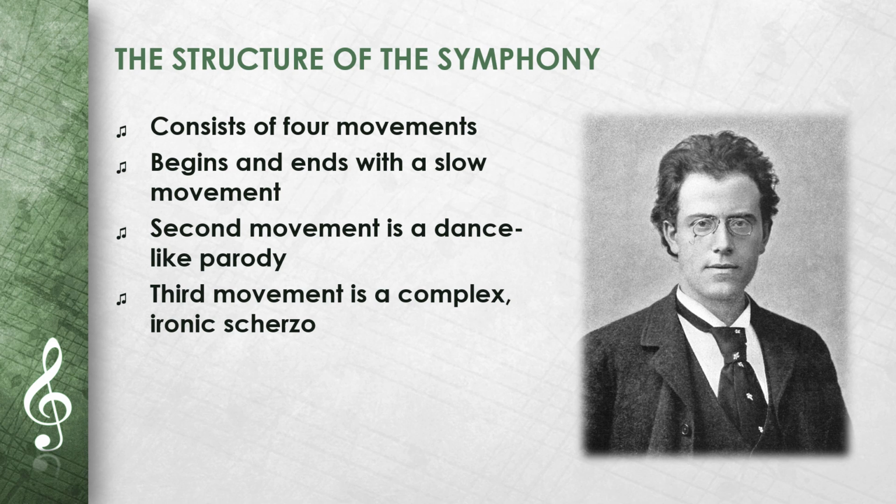The Symphony No. 9 consists of 4 movements. The first movement, Andante Commodo, is a slow, deeply emotional movement. The second movement, Im Tempo eins Gemächlichen Landlers, is a dance-like parody. The third movement, Rondo Burlesque, is a complex, ironic scherzo. The fourth movement, Adagio, is the final movement and is characterized by great emotional depth. The symphony's structure is unusual in that it begins and ends with a slow movement.